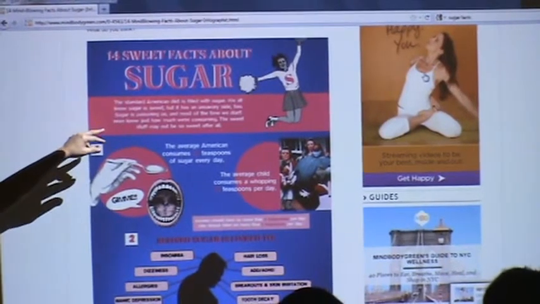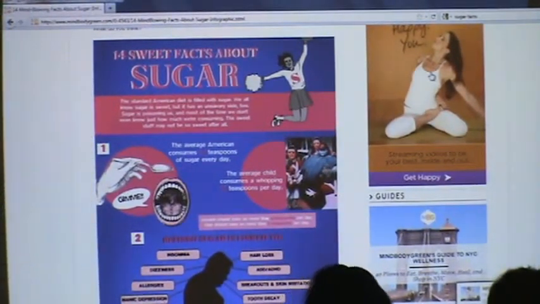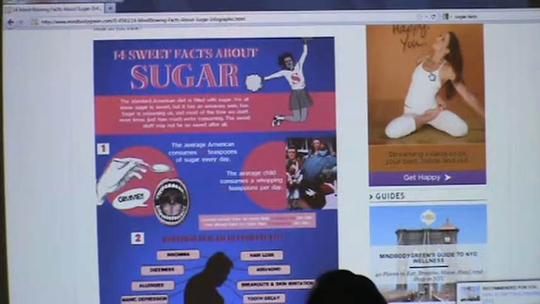All we know is sugar is sweet, but it has an unsavory side too. Sugar is poisoning us, and most of the time, we don't even know just how much we're consuming. The sweet stuff may not be so sweet after all.